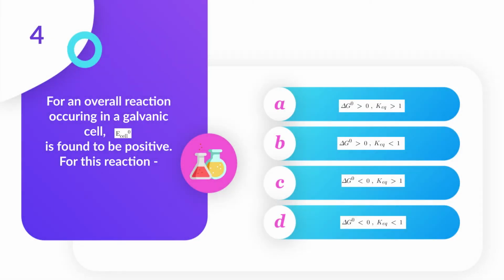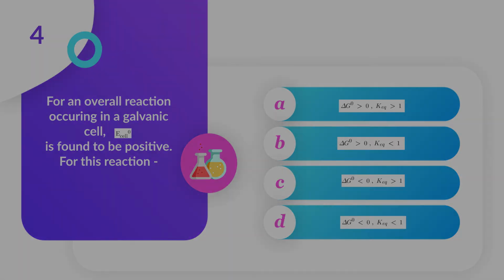Let's move to question 4 quickly. Question number 4 says, for an overall reaction occurring in a galvanic cell, E0 cell is found to be positive. For this reaction, you have 4 options. Which one should be the correct answer is your desired question. Now, this kind of question is very common in your competitive examinations because it tests two concepts very clearly: one is your thermodynamic point of view and the other is your electrochemistry point of view.